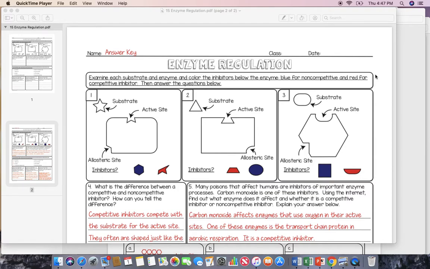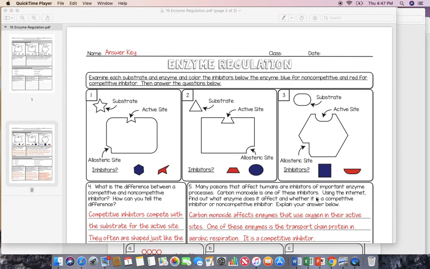The blue ones are non-competitive. The red ones are competitive. The reason the red ones are competitive is because they will attach into the active site instead of the allosteric site. And the blue ones will attach into the allosteric site. So they're not competing for the same site. They have their own special site. But both of those inhibitors, once they attach to the enzyme, will cause the enzyme to change shape and therefore to not work anymore.